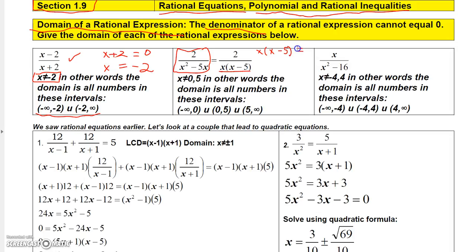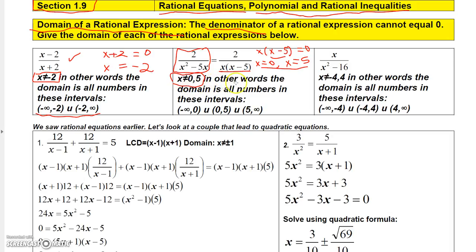Well, remember we talked about the zero factor property. So if x equals 0, then the denominator would be 0. Or if x minus 5 equals 0, and then what makes x minus 5 equal 0? X equals 5. So those are the values that would make that denominator equal 0. So in other words, those are the values that you must exclude from the domain. So x cannot equal 0 or 5.